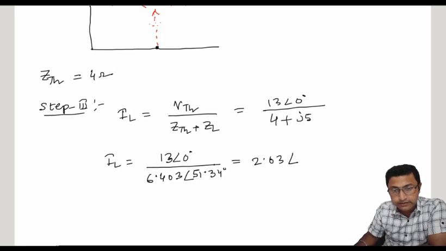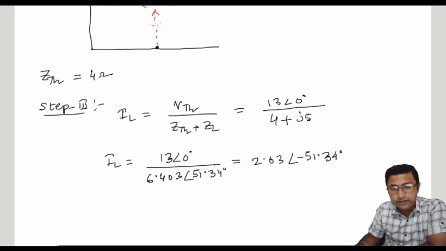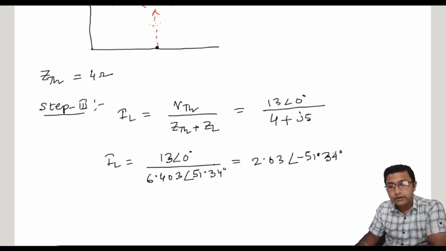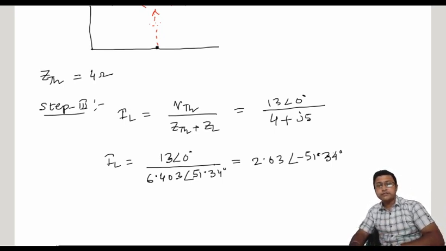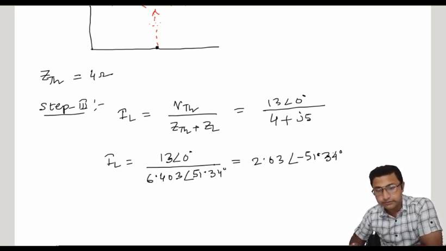So that means the angle is minus 51.34 degree. So this is your IL using the Thevenin's theorem flowing through the load impedance path, that is J5 ohm. Clear? So this is all about the Thevenin's theorem.